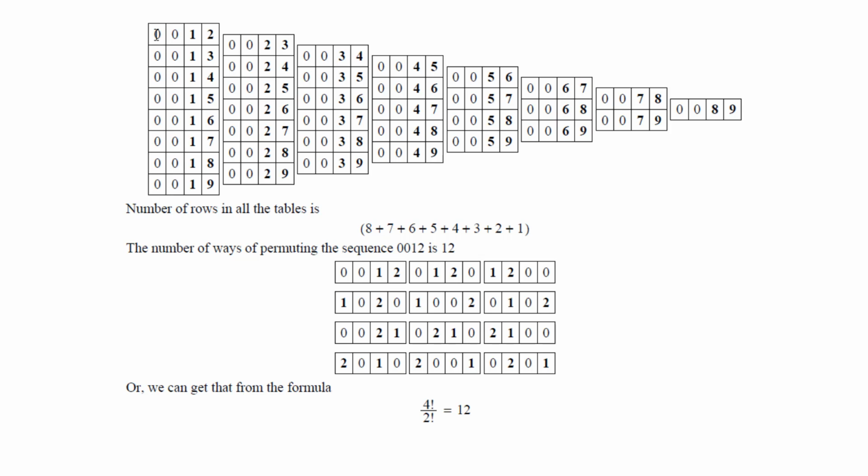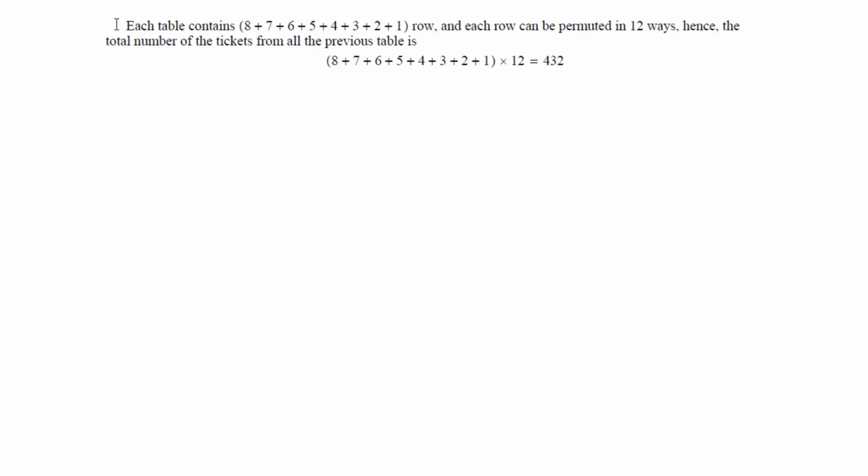How many ways of permutation can we get for a ticket such as 0, 0, 1, 2? It is 12 permutations. So now we multiply this number with 12 and we get all permutations of tickets for the case of 0, 0 tickets. So for the case of 0, 0 identical items ticket, the total number after permutation is 432.